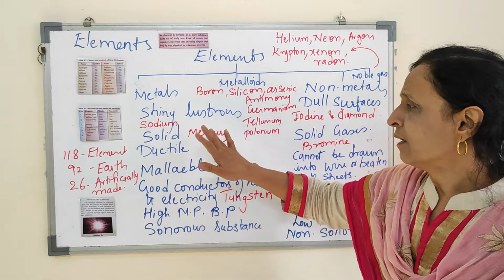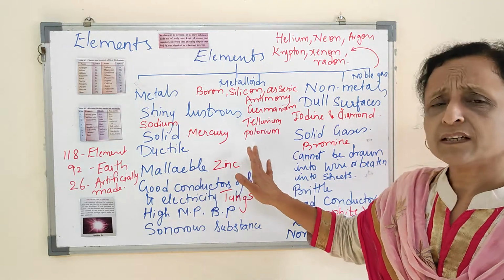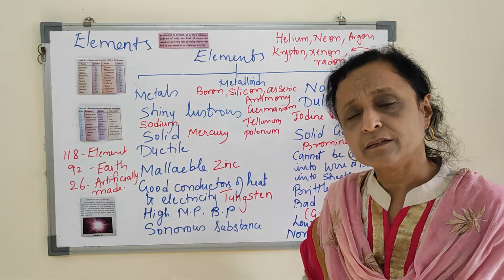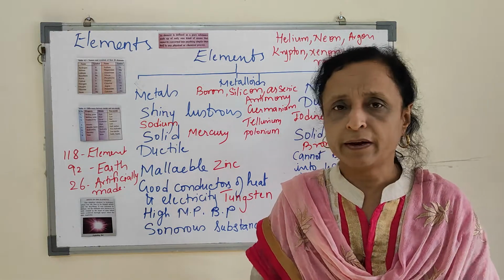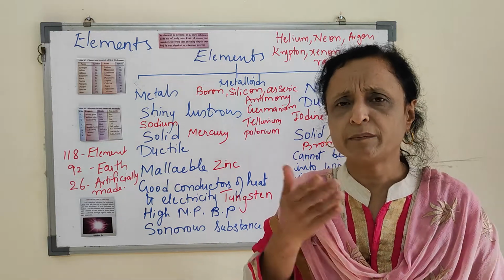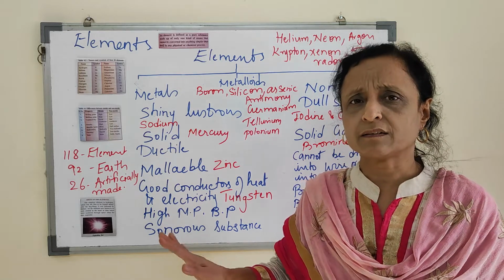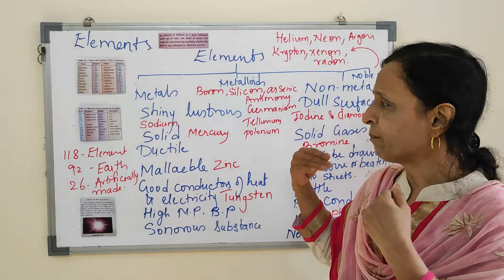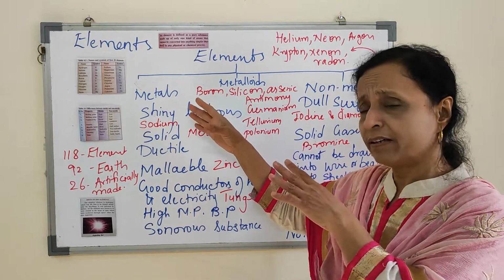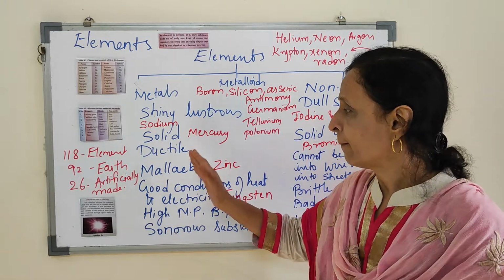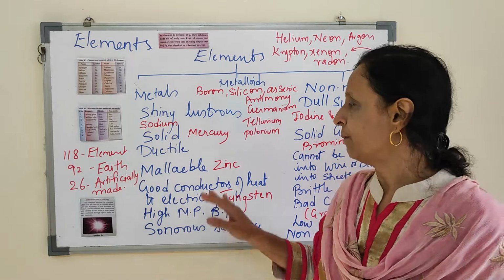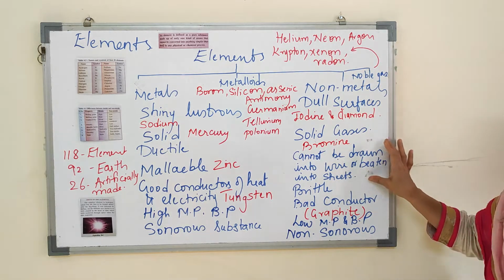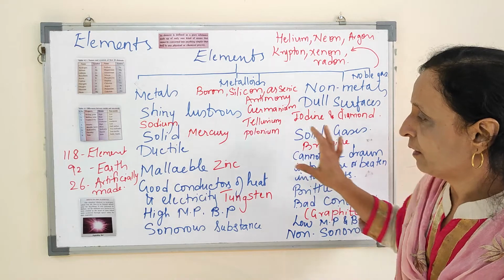Now again, ductility and malleability do not apply to zinc. Zinc is a metal, but this is an exception. It won't be made into wire because it will break. It's brittle. So it does not have the property of a metal, even though it is a metal. Zinc will break, so it is not malleable. So this is the difference between metals and non-metals.